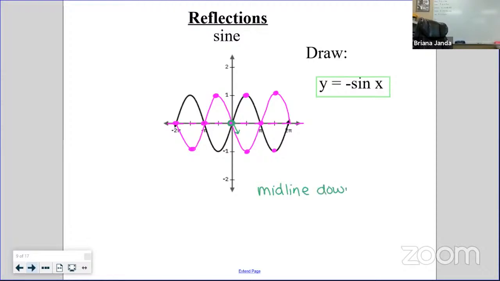However you want to mark that for yourself, because we always start on our midline for a sine curve. So to draw an ROX, I would still start on my midline. That will not be impacted by an ROX, but then my first move would be to head down instead of heading up.